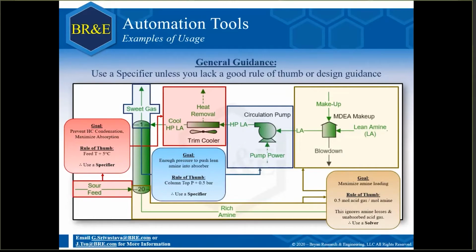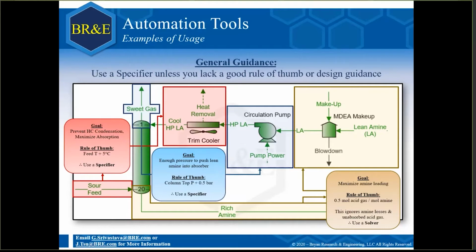While this seems useful, it has a lot of assumptions and blind spots. The biggest one is that it does not consider how much unabsorbed gas you're taking because it assumes everything is absorbed. This is not true all the time. And as a result, if you use a specifier for this, it will not be as robust if, for example, your column is not sized big enough to absorb everything.